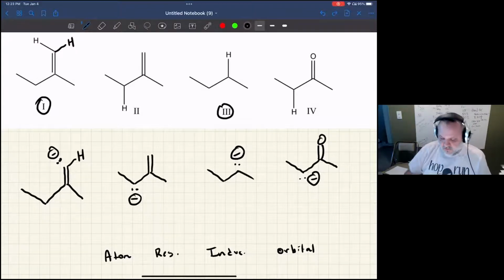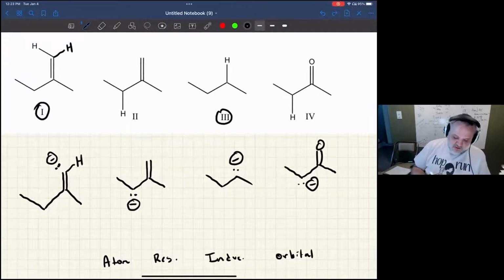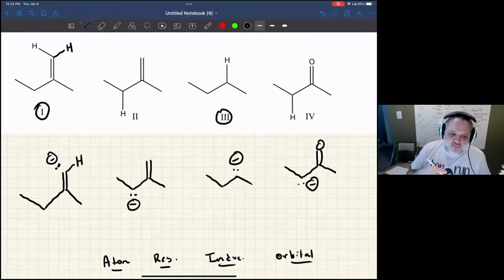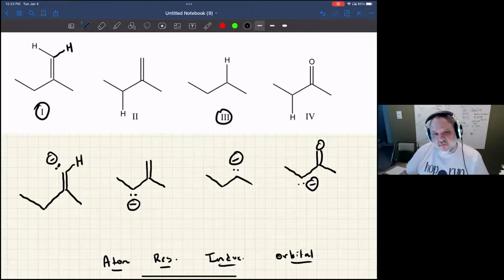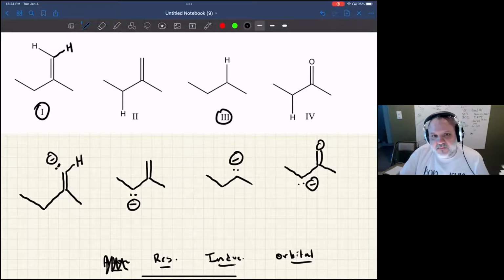Yes, there are some orbital considerations to be made, but usually the order of precedence is atom, resonance, induction, and orbital. So orbital is usually the least important factor. So in this case, all things aren't equal. Now, we're going to go ahead and eliminate atom because remember, we're talking about carbon-based anions in every case. So that's not what's going on here.